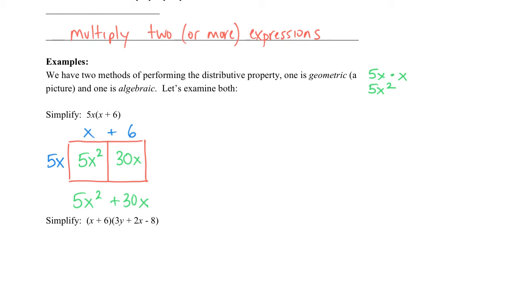Now, if I wanted to do this algebraically, then I would just write out here 5x times x plus 6, and then I would do this algebraically. So I would multiply everything on the outside times everything on the inside. So then we would have, in the first piece here, 5x times x, which we now decided is 5x squared. And we will have 5x times 6, which we now know is positive 30x. So you end up at the same place.